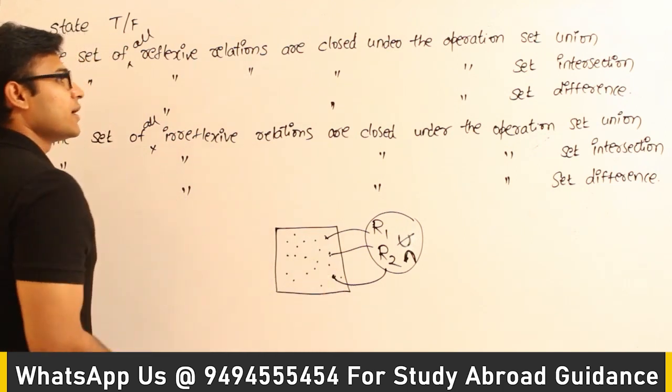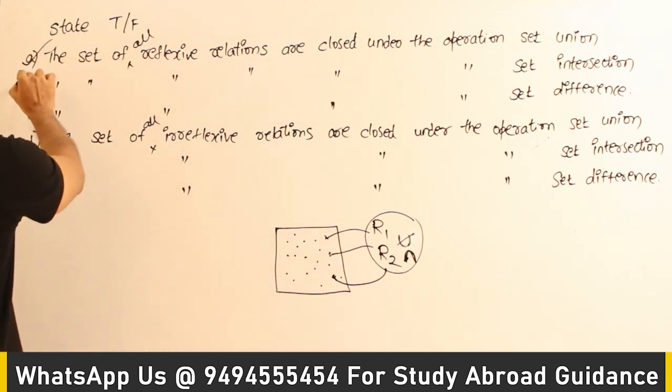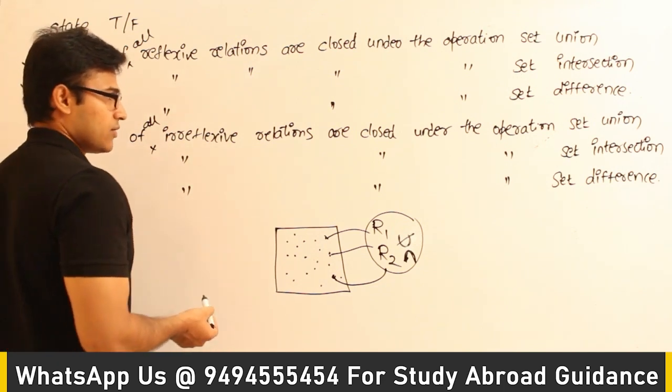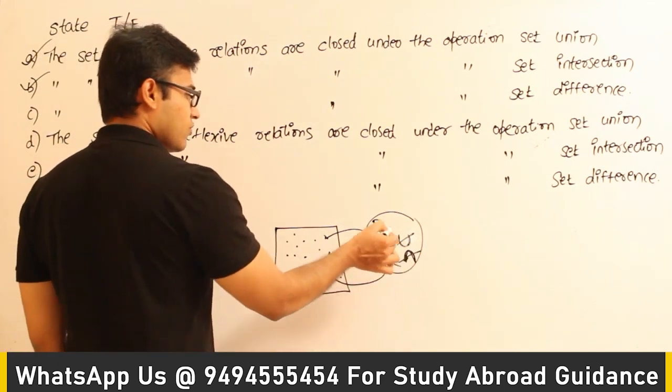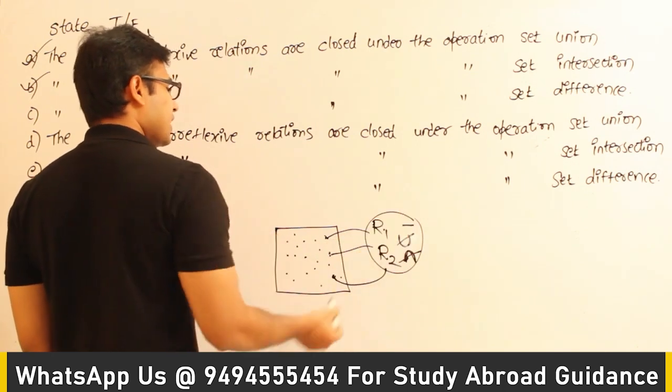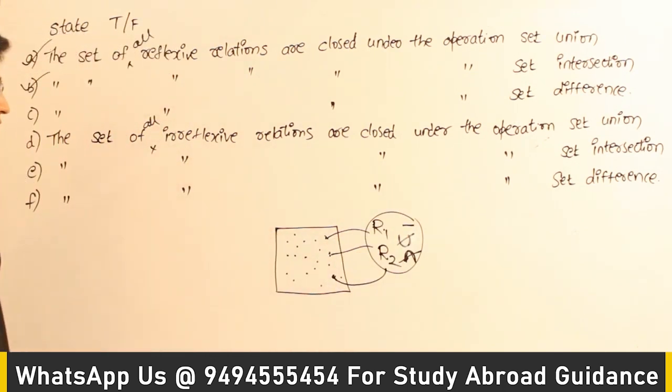Therefore yes, they are again closed. True. So the set of reflexive relations is closed under set intersection and set union. What about set difference? What do you mean by difference is, if you take one reflexive relation and another reflexive relation and apply difference, they are asking whether the resulting relation is also going to be reflexive or not.